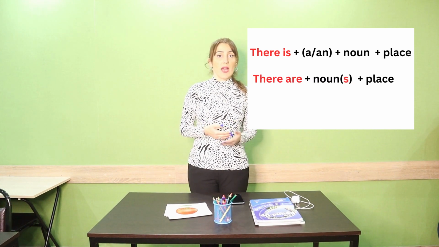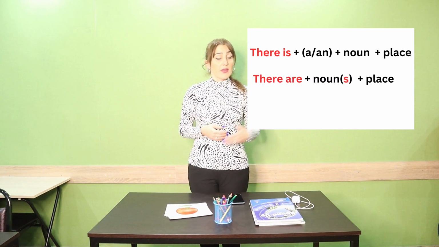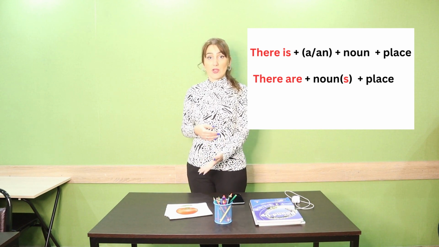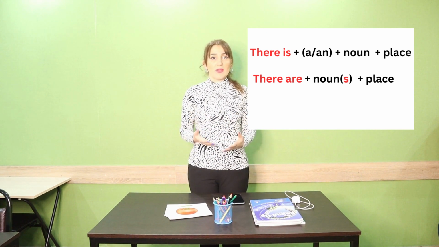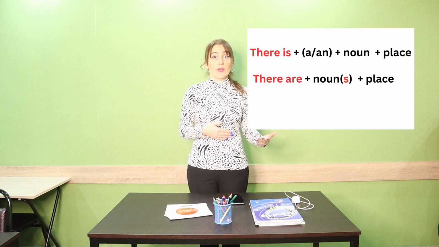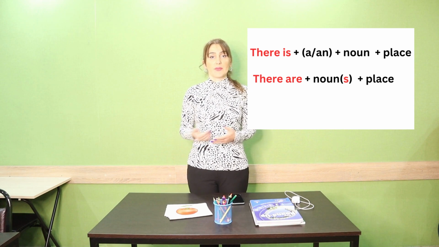And with plural nouns, we use there are. There are some books. There are some pencils. There are some flashcards. So when we describe something, a picture, a room, or anything else, we use there is and there are construction. There is or there are is often followed by some and any. Now let's learn what some and any mean.